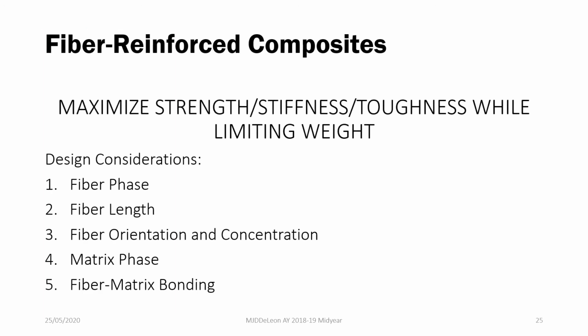So next we look at fiber reinforced composites. So sa fiber reinforced composites, yung ating reinforcements now are fibers. This maximizes the strength, stiffness, or toughness value of your material while limiting the weight. So the design considerations here are your fiber phase, fiber length, fiber orientation and concentration, the matrix in which our fibers are embedded, and the bonding between your fiber and your matrix, or the interfacial bonding between them.